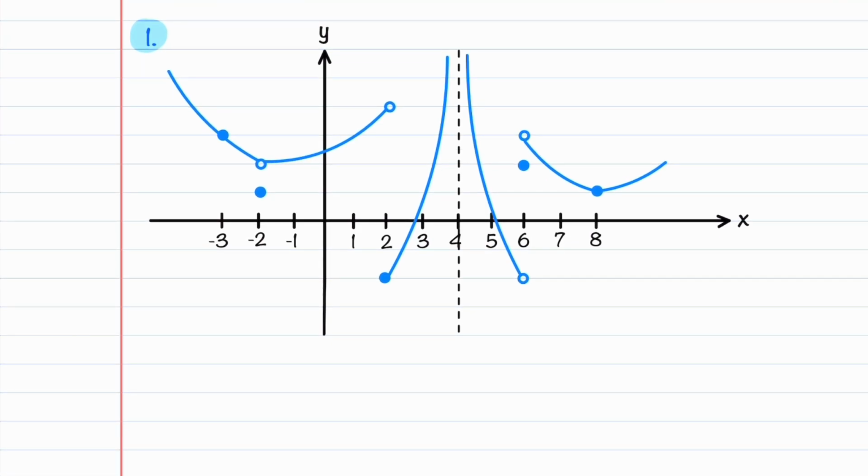I think the best way to approach this problem is to start looking at this graph and see where it is discontinuous, and we'll start looking at the points on the left and then move to the points on the right. The first point that we're going to look at is x is equal to minus 2. At x is equal to minus 2, the function exists and the limit exists. However, these two values are not the same. So we're going to say that at x is equal to minus 2, we have what's called a removable discontinuity.